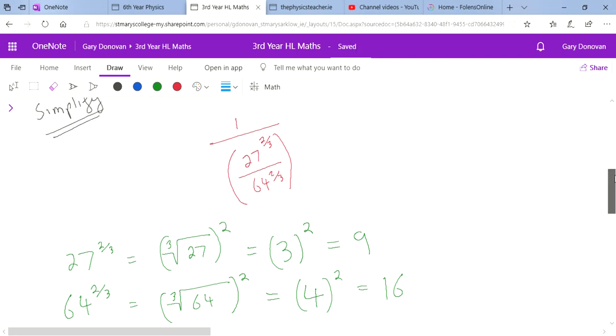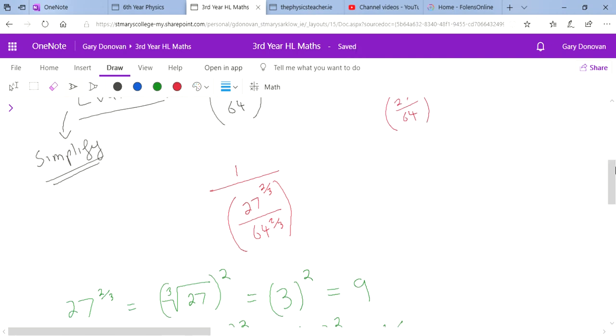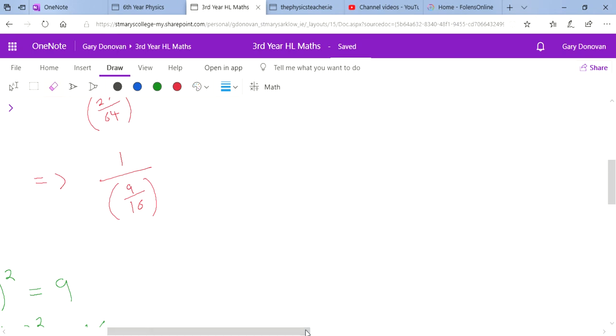So now this equation up here becomes 1 over 9 over 16. So we've gone a long way to simplifying it now. Sorry, that bracket should just be there. Could simplify this a little bit further. So what does this mean, 1 over 9 over 16? Well, that's the same as 1 divided by 9 over 16, or 1 over 1 divided by 9 over 16.